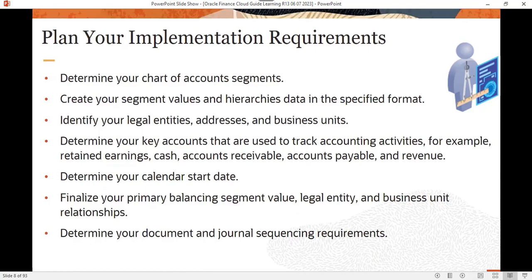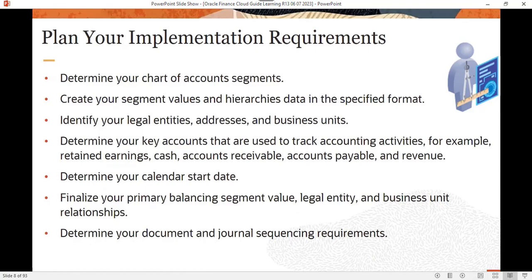Back to our enterprise structures, we need to identify your legal entities, your legal addresses, your business unit. What are your key accounts for things like retained earnings, cash, accounts receivable, accounts payable, revenue? For example, retained earnings is a mandatory field when you are setting up your ledger. So you need to have an idea of what these accounts are going to be.